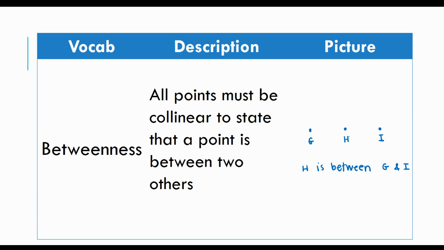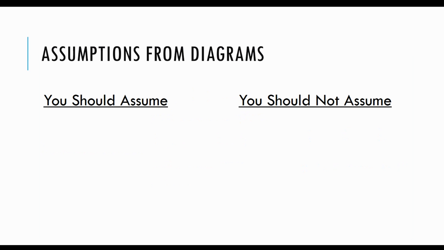Okay, had that H been moved up a little bit, well, then I wouldn't be able to say that H is between G and I. They have to be collinear in order for us to say anything about betweenness of points. Okay, so knowing those 3 things is going to help us figure out what we can and cannot assume from diagrams. So this is very, very important, and we're going to be doing a lot of problems where we look at a diagram and we think, okay, yes, I can assume this, or no, I cannot.